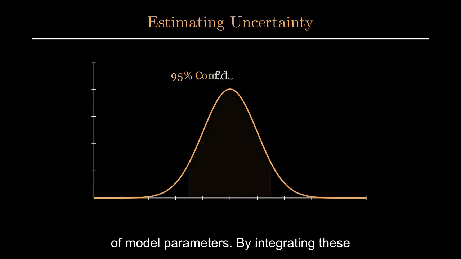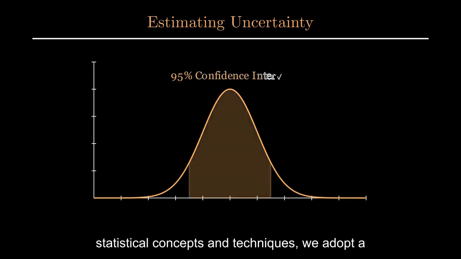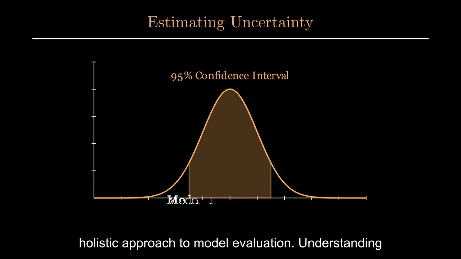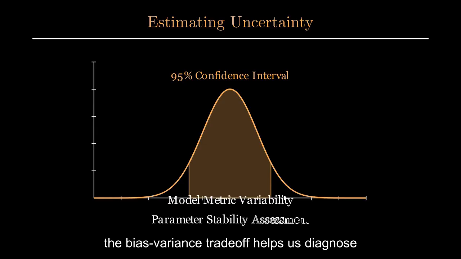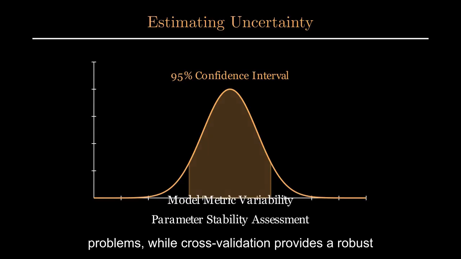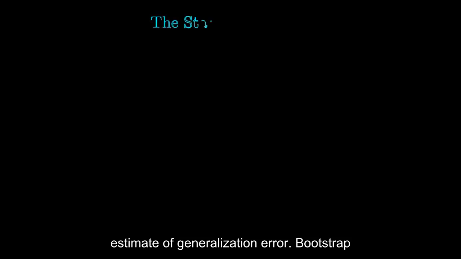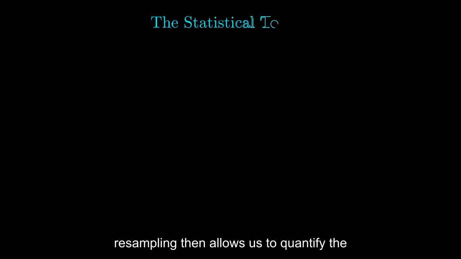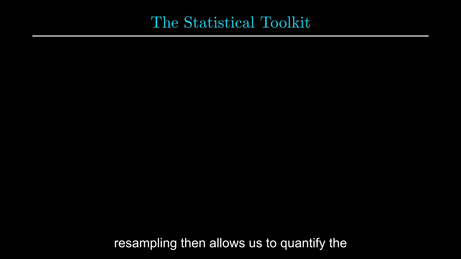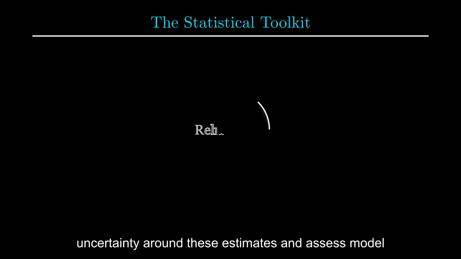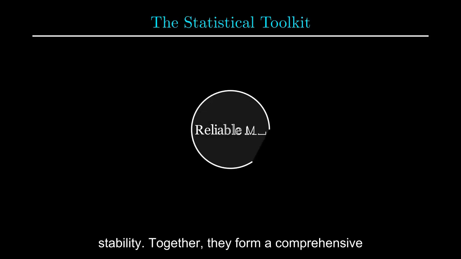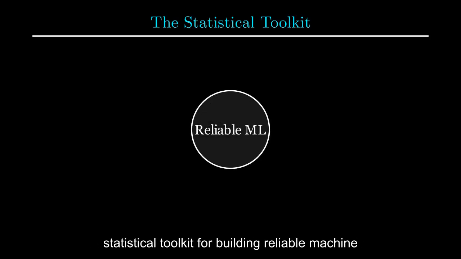By integrating these statistical concepts and techniques, we adopt a holistic approach to model evaluation. Understanding the bias-variance tradeoff helps us diagnose problems, while cross-validation provides a robust estimate of generalization error. Bootstrap resampling then allows us to quantify the uncertainty around these estimates and assess model stability. Together, they form a comprehensive statistical toolkit for building reliable machine learning solutions.